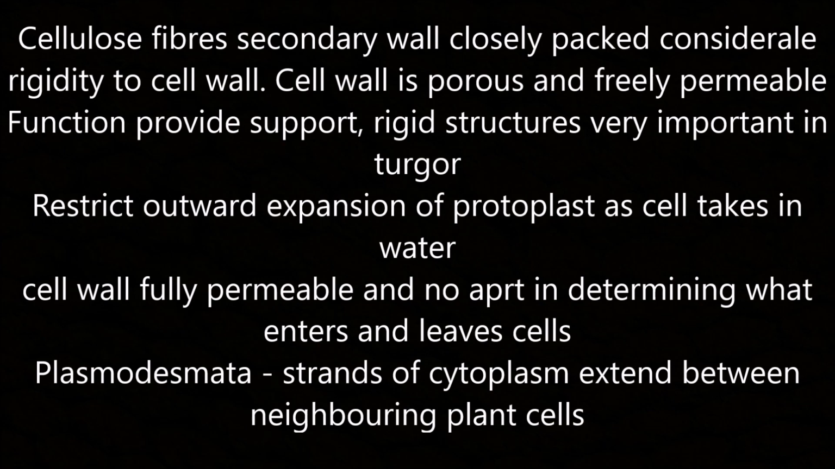The cell wall is porous and freely permeable. The function is to provide support, and rigid structures are very important in turgor. They restrict the outward expansion of the protoplast as the cell takes in water. Cell walls are fully permeable and play no part in determining what enters and leaves the cell. The plasmodesmata are strands of cytoplasm extending between neighbouring plant cells.